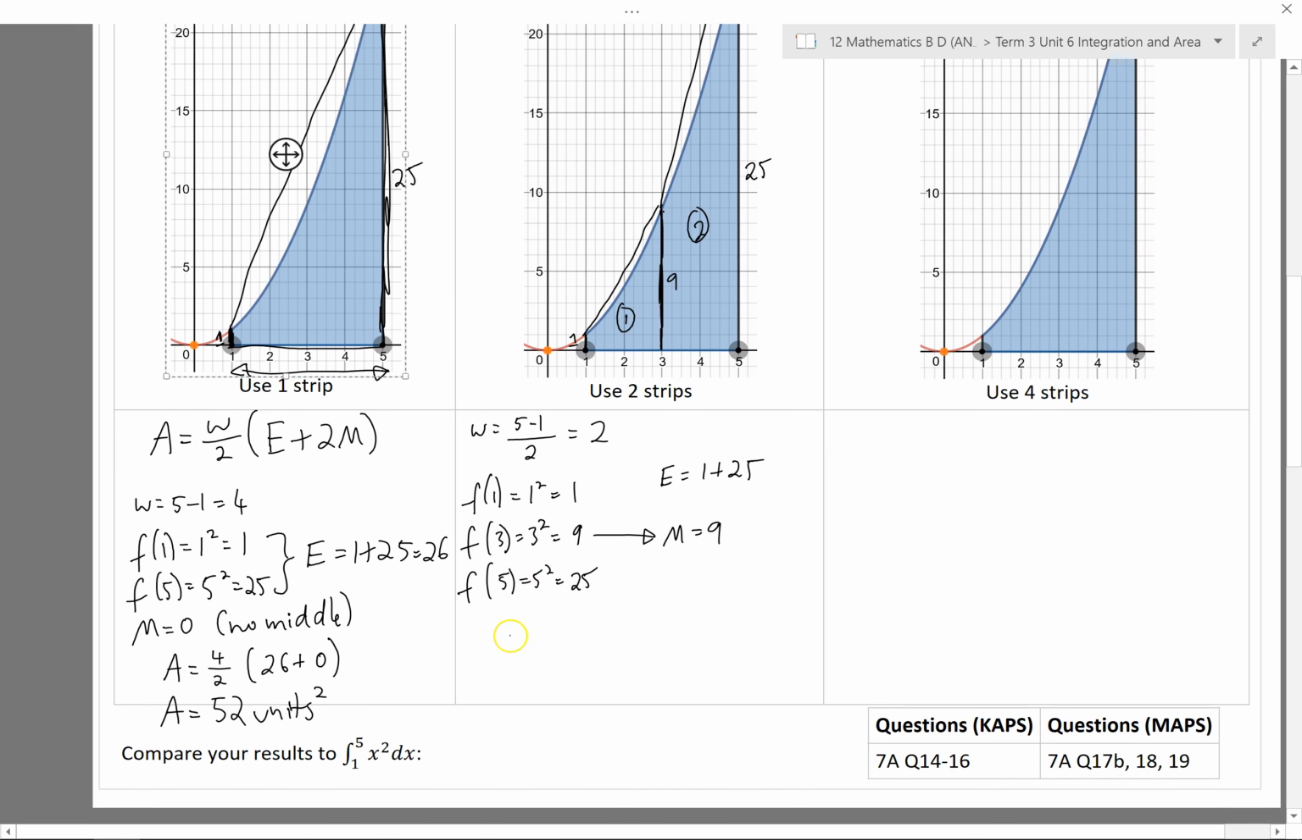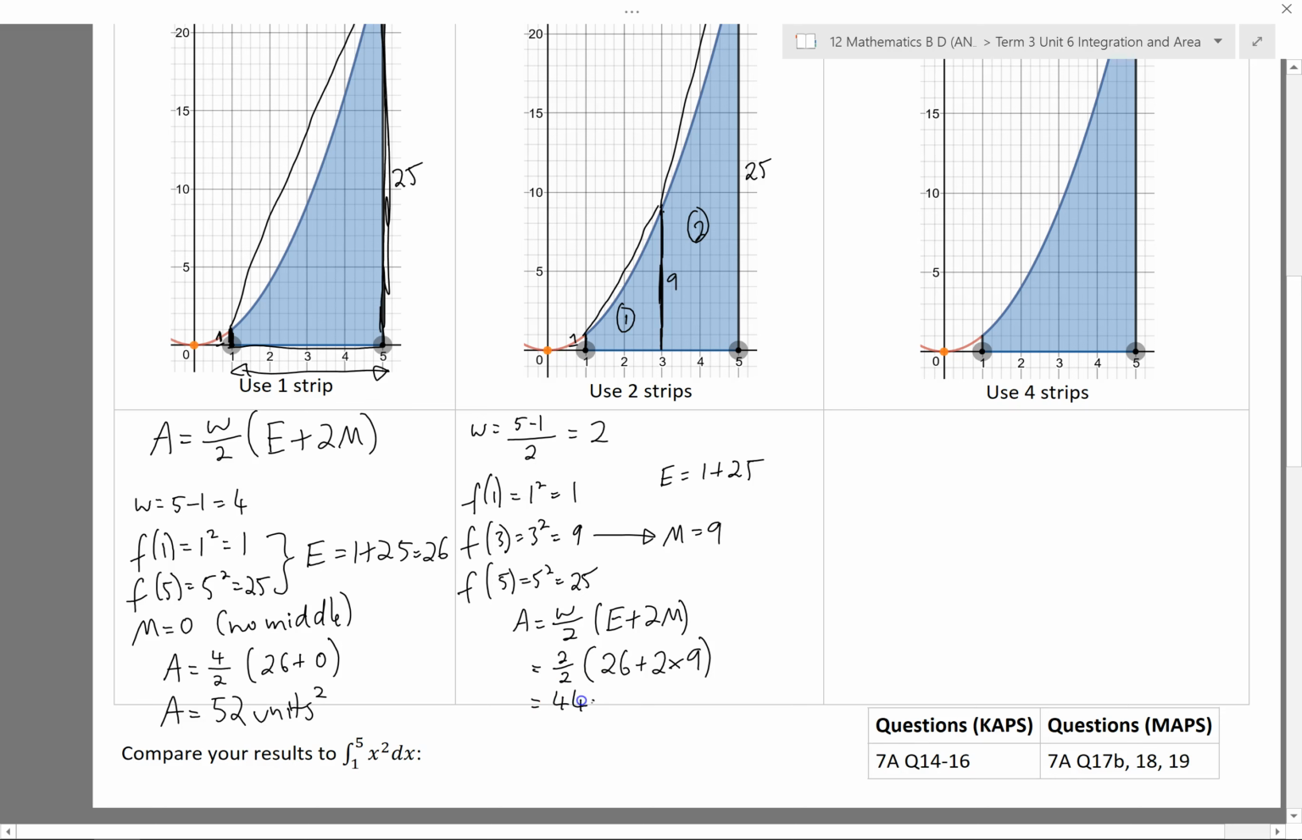So from here, I can substitute into my formula. My width was 2, so 2 divided by 2, 26 plus 2 times 9. Okay, which will give me 44 units squared. Okay, which is lower than the first estimate. However, I think we could still do a bit better than that. We can still see that there's these little areas in here which aren't really included.